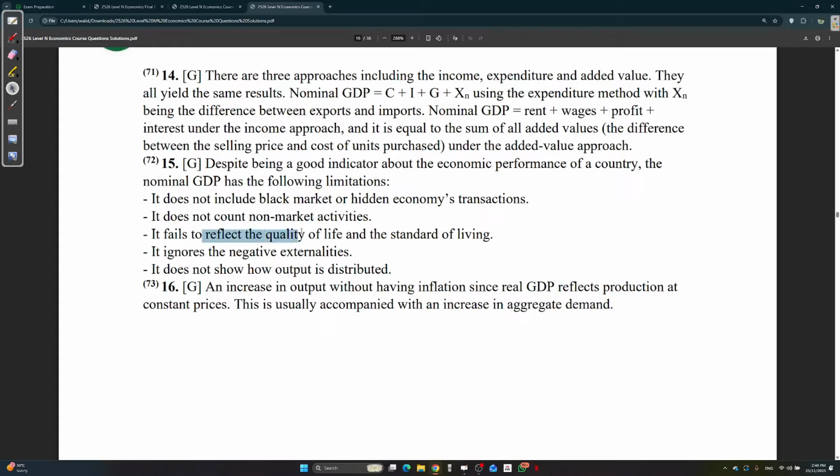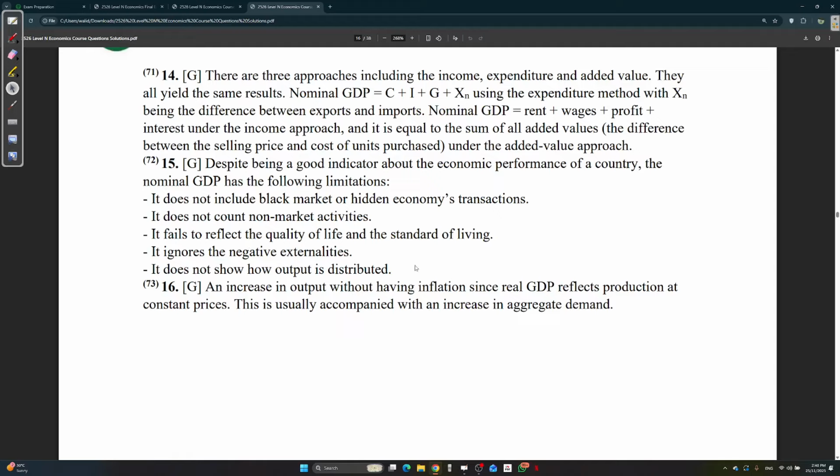Okay, it fails to reflect the quality of life and the standard of living. You only look at output. When you're looking at output, it doesn't really see whether workers are being starved. It doesn't really say that. It just shows output, right? GDP, gross domestic product. It ignores the negative externalities. Are we polluting the environment when producing this bag of chips? I don't know. It does not look at that. It only looks at the output.